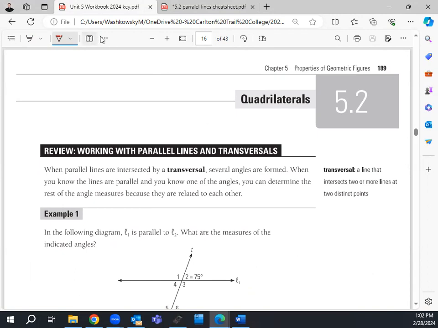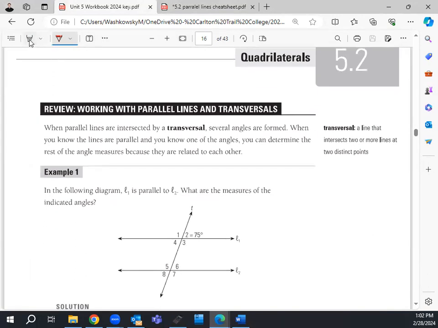Okay, so basically, we're starting with quadrilaterals and transversals and all this fun stuff. And what's a transversal again? A transversal is a line that intersects two or more lines at distinct points.